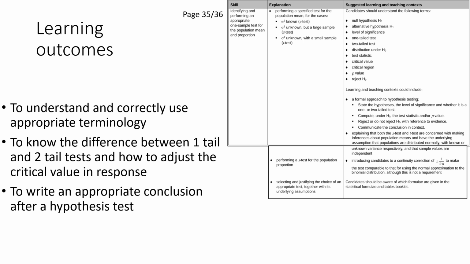By the end of this lesson, you should understand and correctly use appropriate terminology like null hypothesis, alternative hypothesis, and tail tests. You should know the difference between one-tail and two-tail tests and how to adjust the critical value in response. And you should know how to write an appropriate conclusion after a hypothesis test.